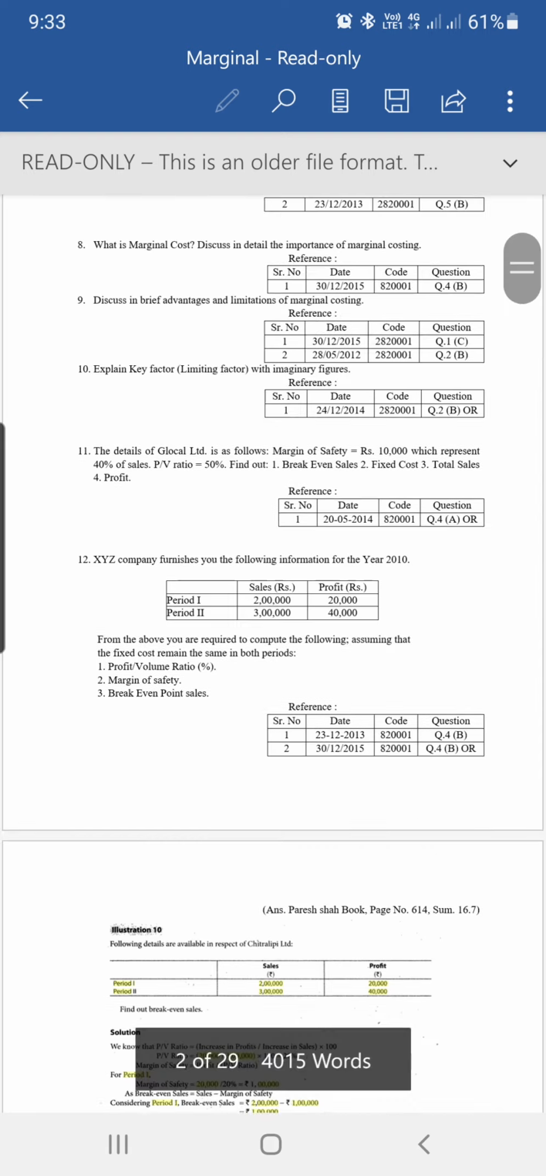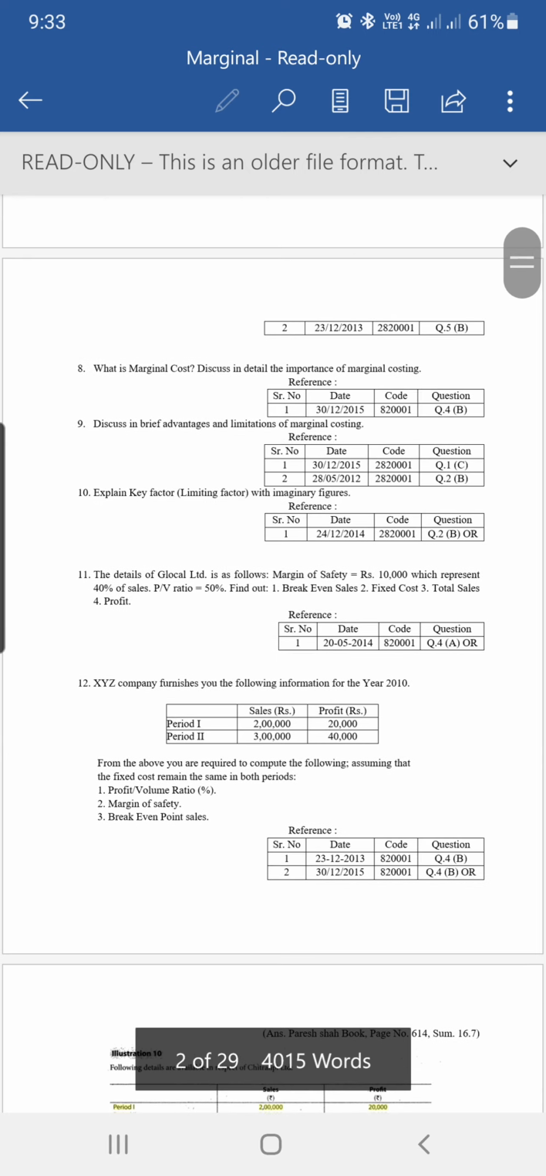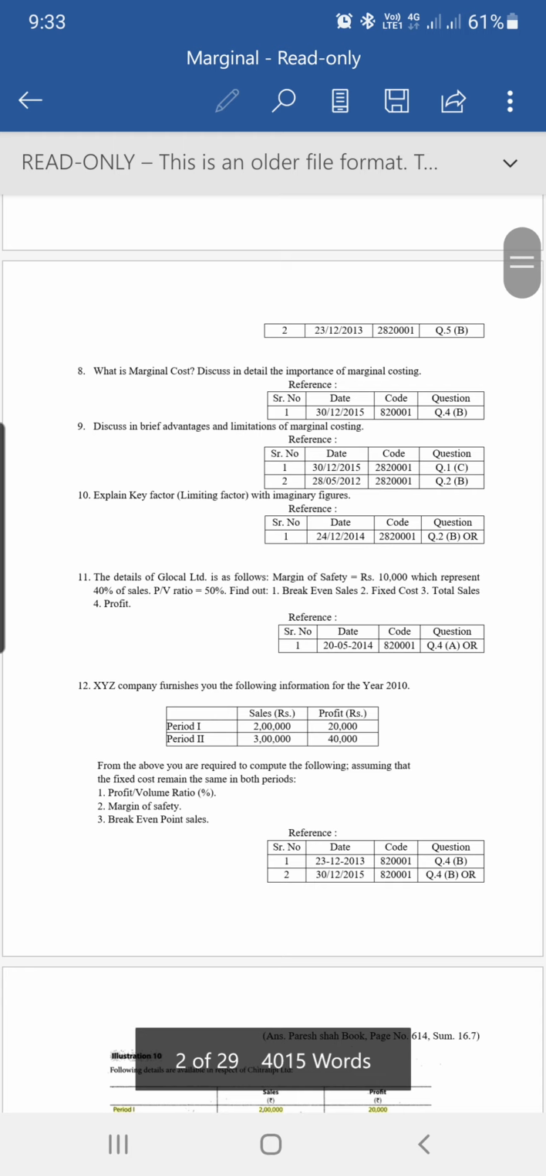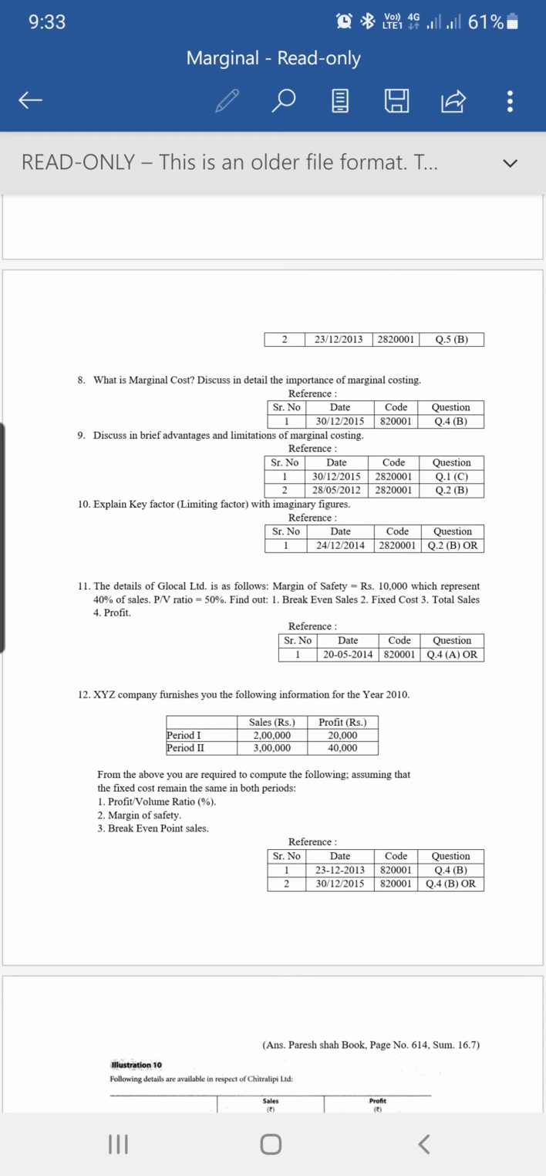Next question is question number 12. XYZ company is giving the information, which is sales of 2 lakh for period 1 and 3 lakh for period 2, and profit of 20,000 and 40,000 for period 1 and 2 respectively. From the above information we have to find the PV ratio, second the margin of safety, and third the break even point sales.